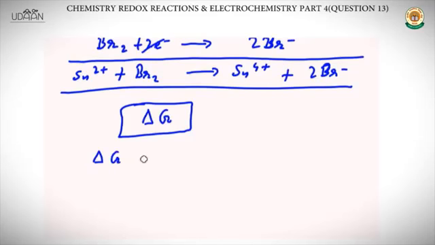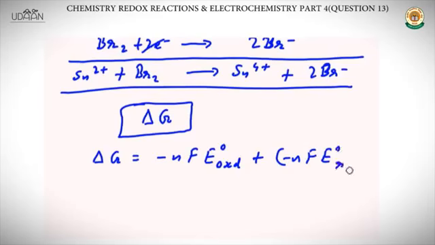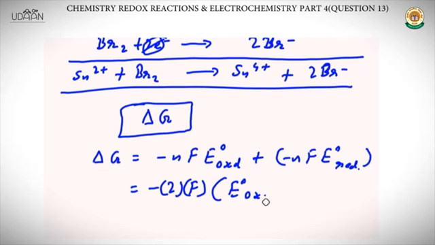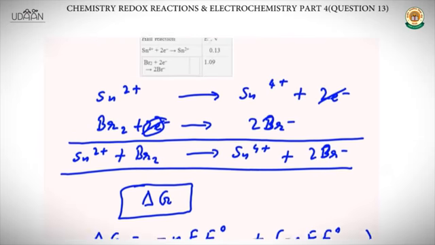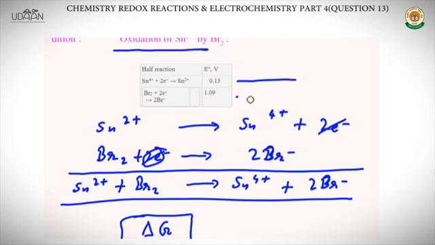So we'll calculate delta G, which is delta G equals minus nF E0 oxidation plus minus nF E0 reduction. Now here n is equal to 2, and we can take that as common. So we'll take minus n, that is 2F, as common, and we'll add E0 oxidation plus E0 reduction. Now these values can be directly checked from here.